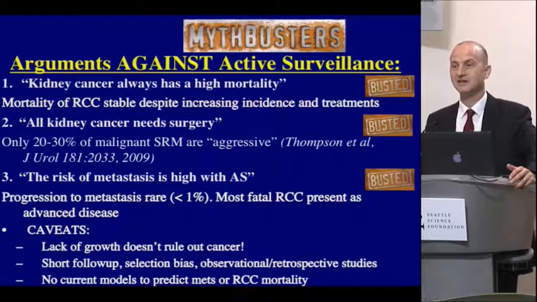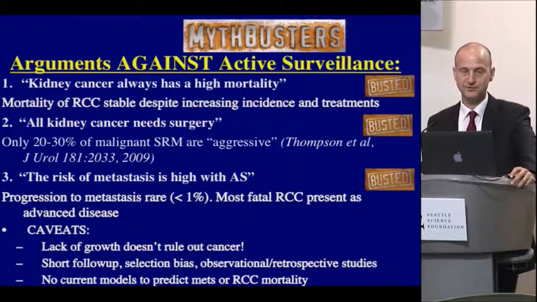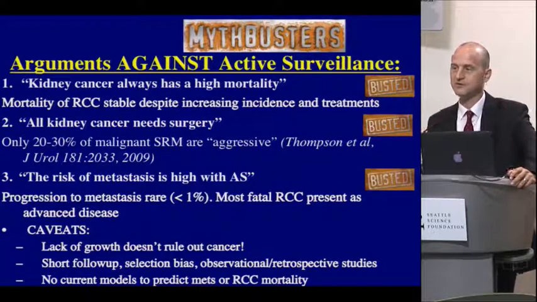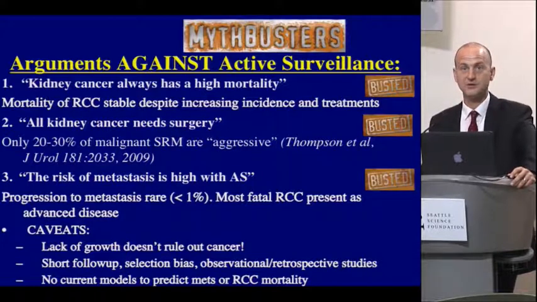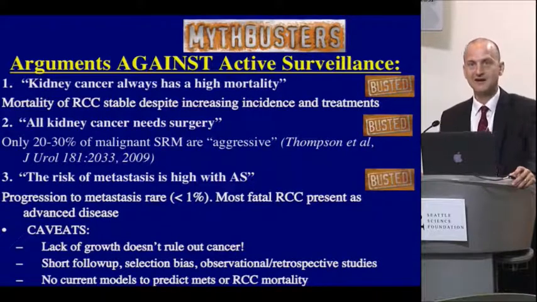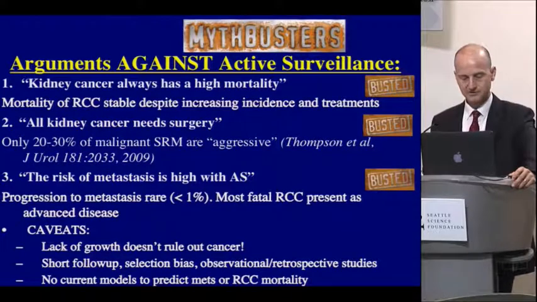The perception that kidney cancer always kills people: actually the mortality is stable despite increasing treatments. All cancer needs surgery: most of these are either benign or indolent. That the risk of metastasis is high: actually, there's a good long-term series from Jewett's group showing that the metastatic rate on active surveillance is quite low, less than 1%. Now, there are caveats. Growth does not predict whether it's cancer. Benign tumors grow too. Also, these studies have short follow-up, selection bias, most are retrospective, and we really don't have models to predict which patients have mets.